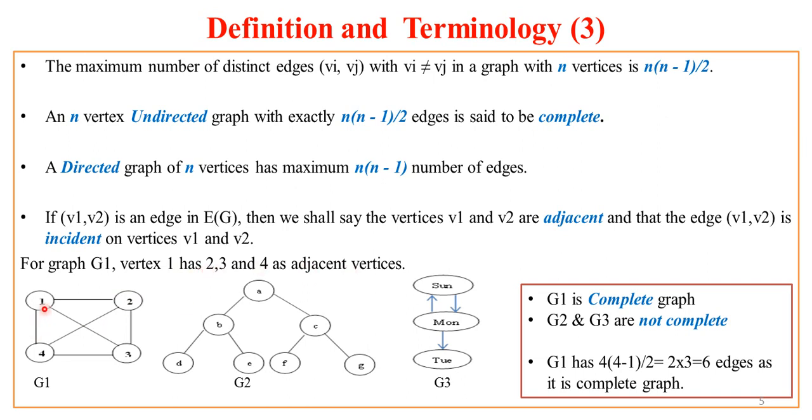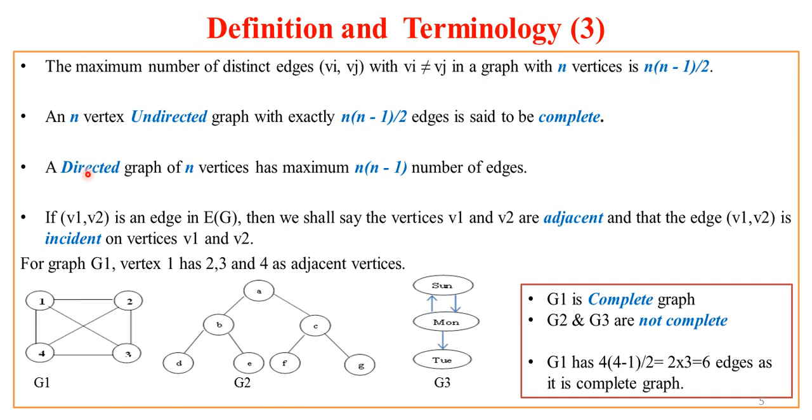So for instance here vertex 1 has 3 adjacent vertices, that is vertex 2, vertex 3 and vertex 4. So here in our case G1 is a complete graph. G2 and G3 are not complete graphs because these graphs have certain nodes that are not satisfying this property, that is n into n minus 1 by 2.